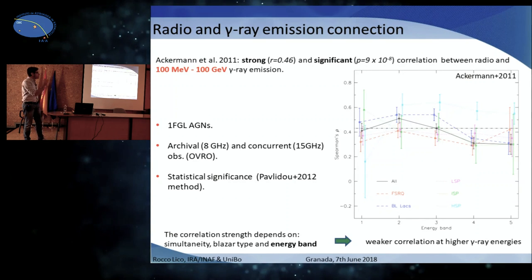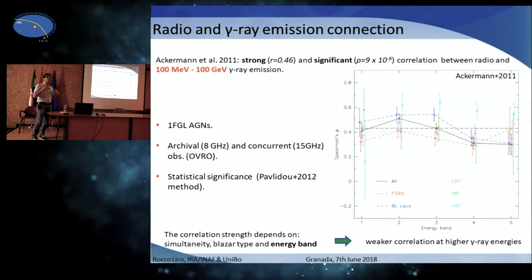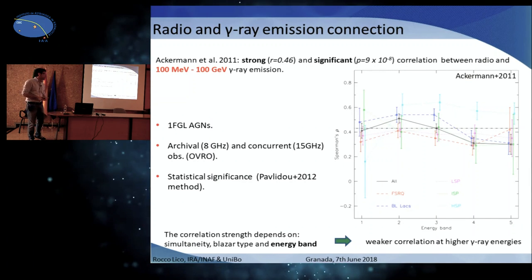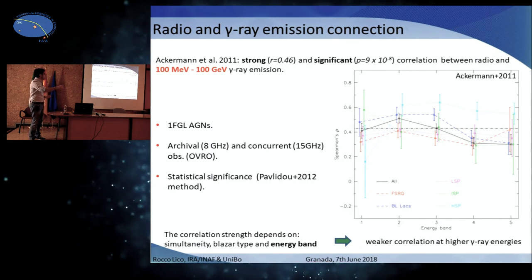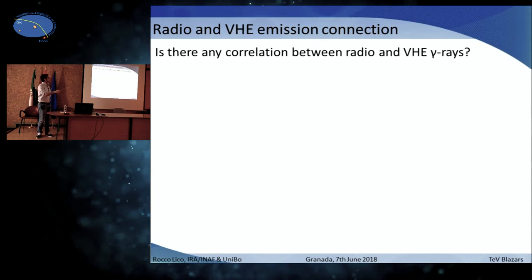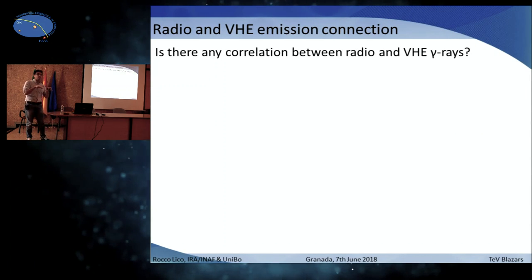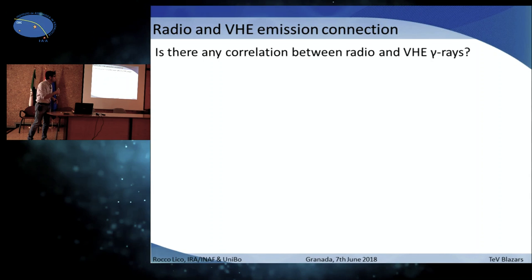So, does this strong and very nice correlation still hold when higher energy gamma rays are considered, so gamma rays above 10 GeV, which are very high energy gamma rays? So this is the new question. Again, we are asking this question because it's important to understand the physics acting at the base of such sources.